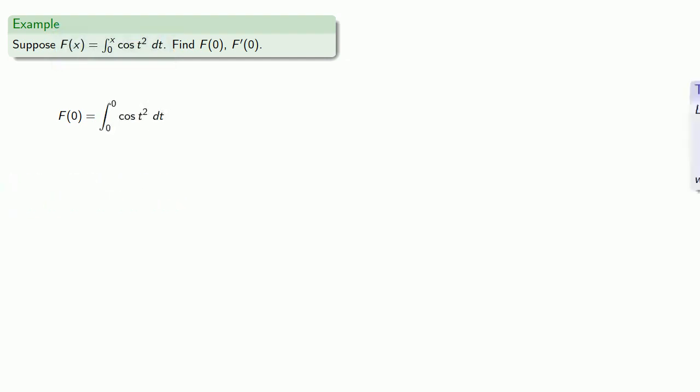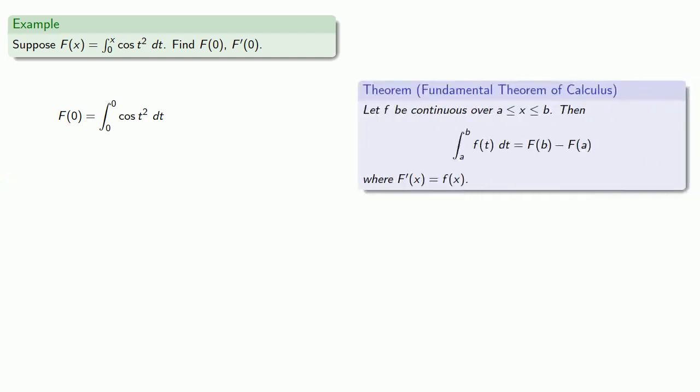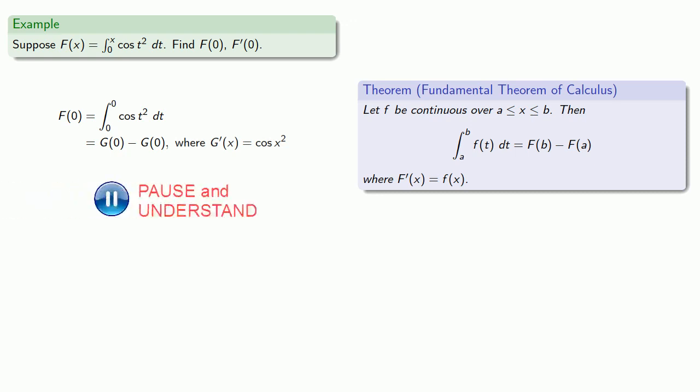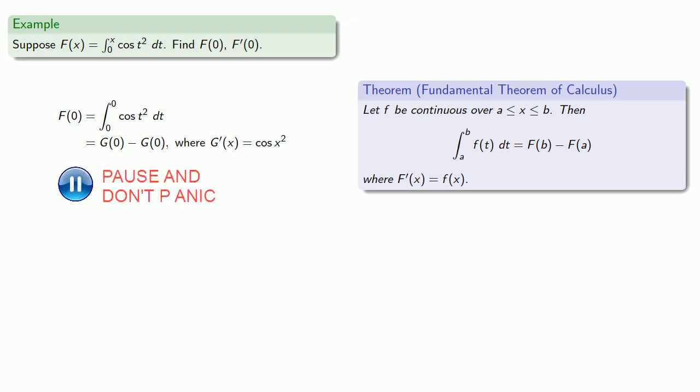The fundamental theorem of calculus, one version, says that this is the difference between some function g evaluated at 0 minus g evaluated at 0, where g prime of x is cosine x squared. So let's see, we need to find some function whose derivative is cosine x squared. Actually, we don't. This is g of 0 minus itself, which is guaranteed to be 0.